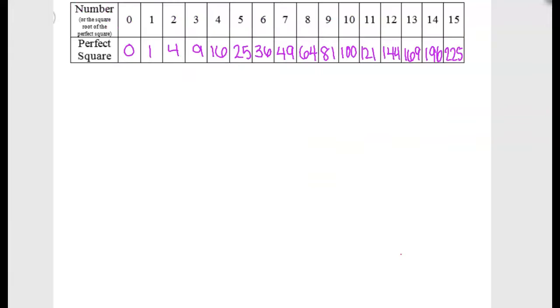So go ahead and take a minute and fill in your perfect square chart.